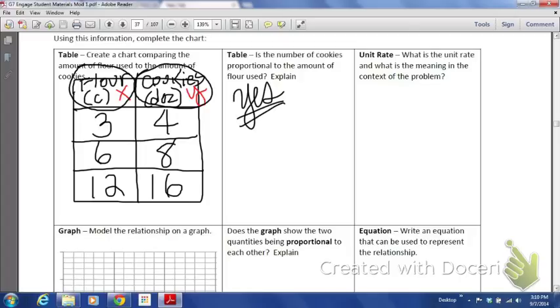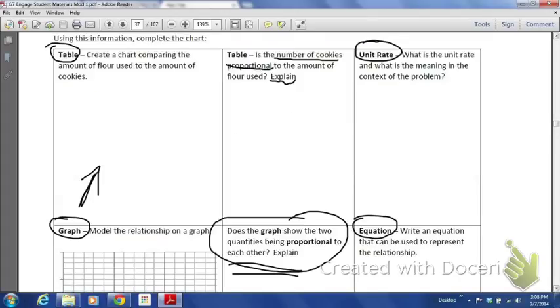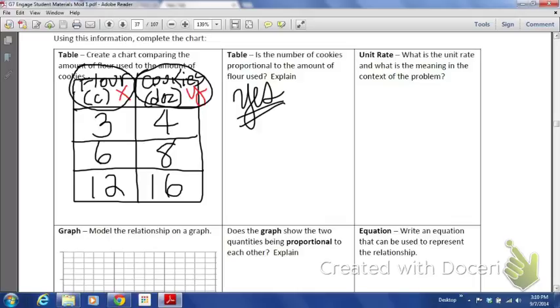Because they've already set us up to have a proportion right here: 4 dozen cookies for 3 cups of flour. When you have a situation like that, you've already been told more or less that there is a constant of proportionality. If you want to explain this, for every 3 cups of flour, there are 4 dozen cookies, and that just continues throughout because you are just creating that.